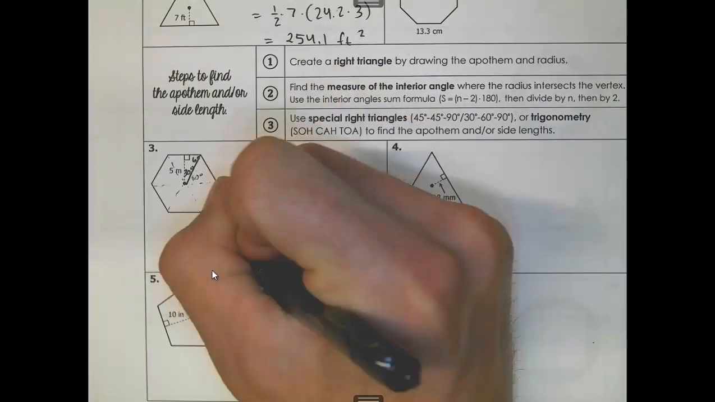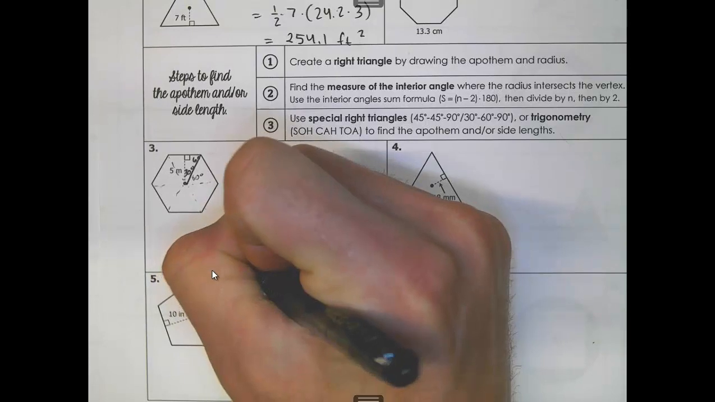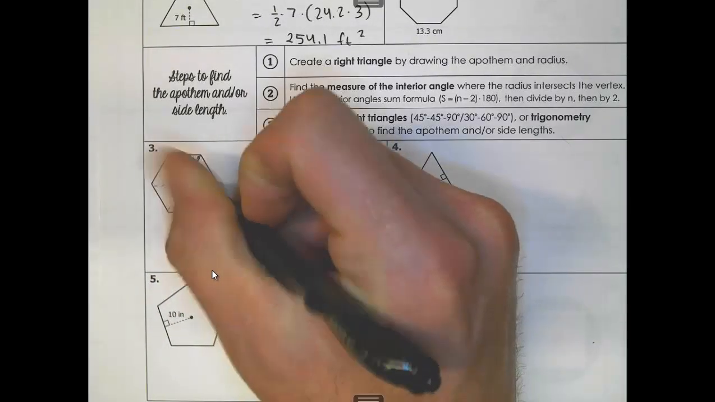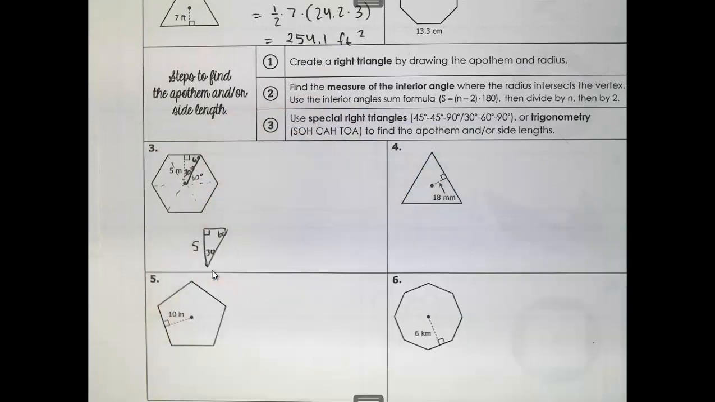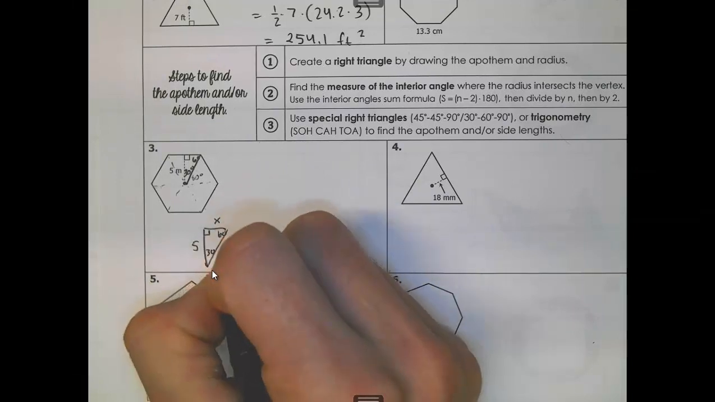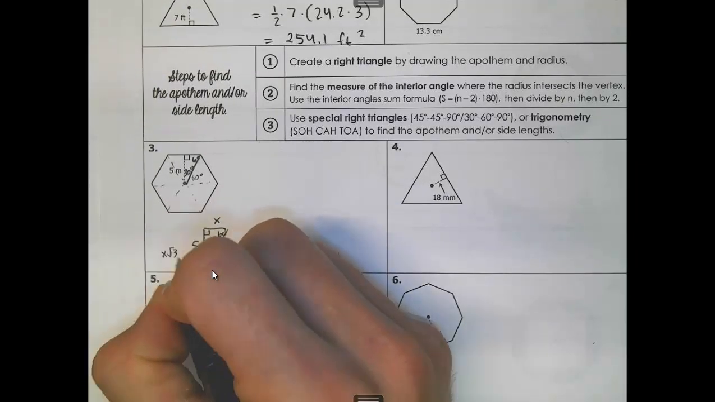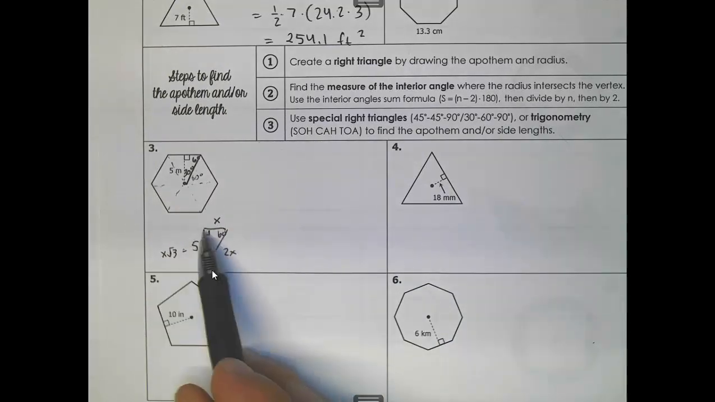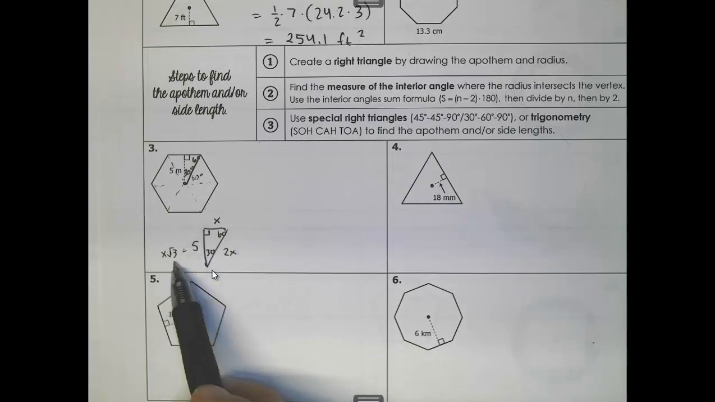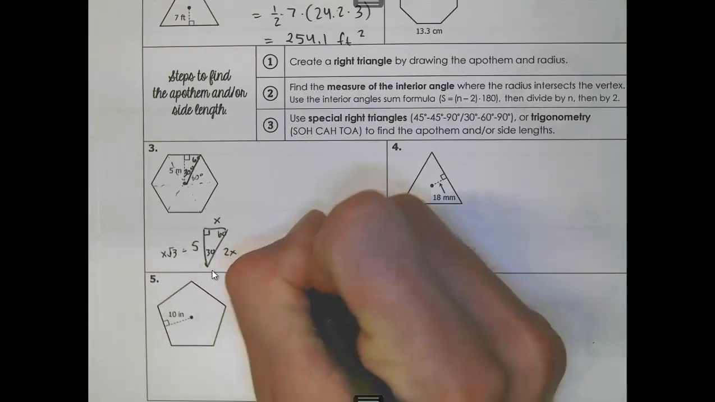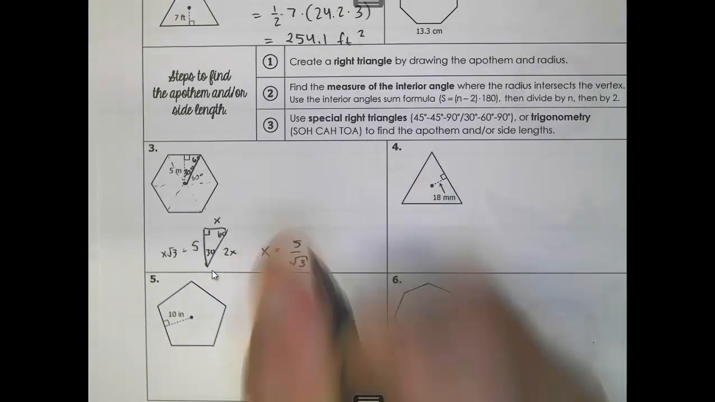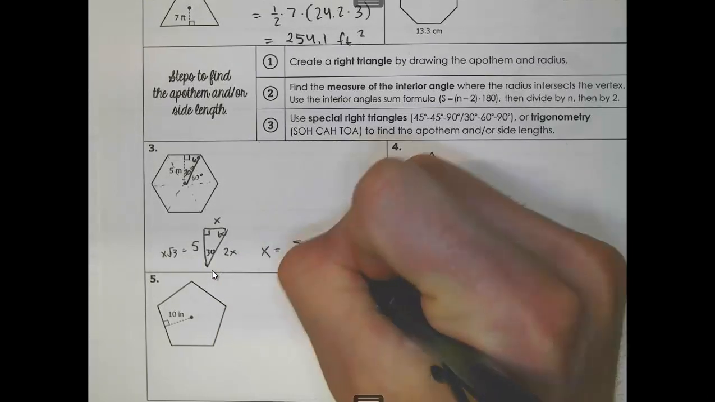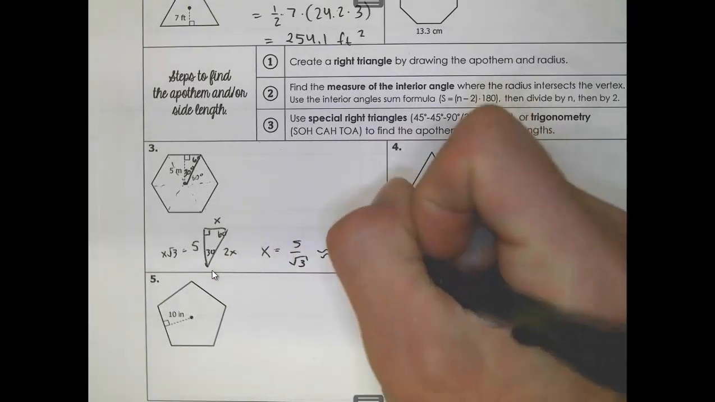I'm going to draw it a little bit bigger so you can actually see it. So we have a 30-60-90, and I know that this side, the apothem, is 5. Our special right triangle values: if this is x, this is twice that side, and this side is x square root of 3. We're going to use that to find what I'm calling x here, which is the small side. So x is 5 divided by the square root of 3, which is approximately 2.89, and I'm going to use that now in my formula.